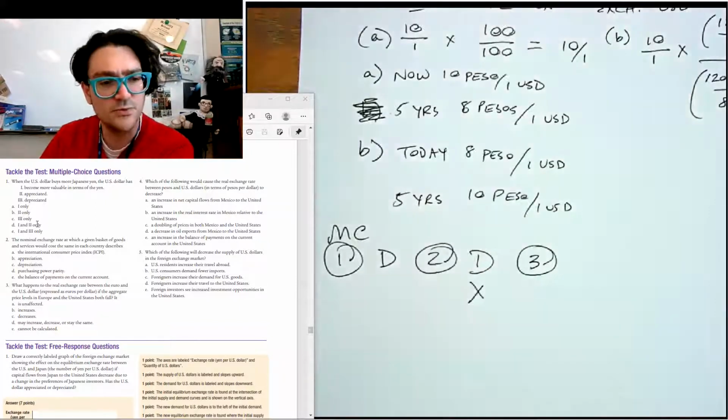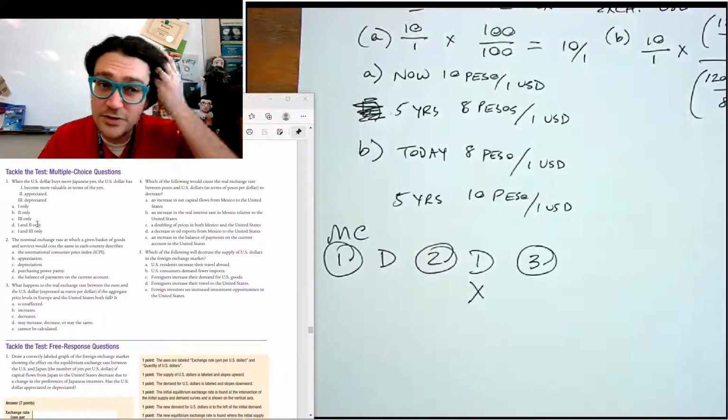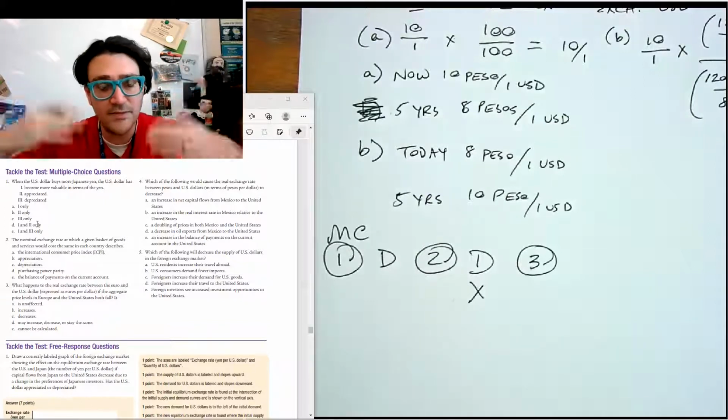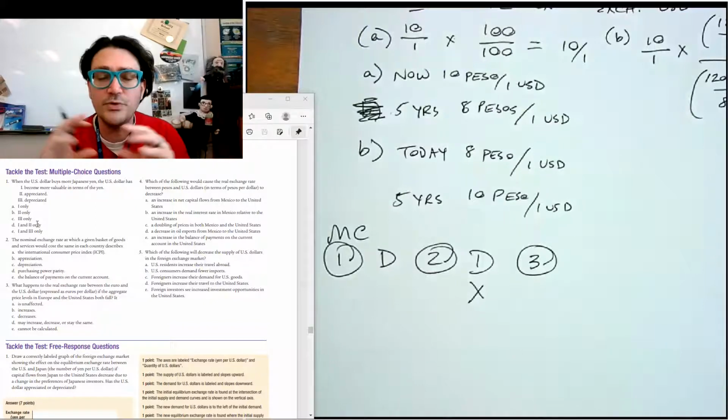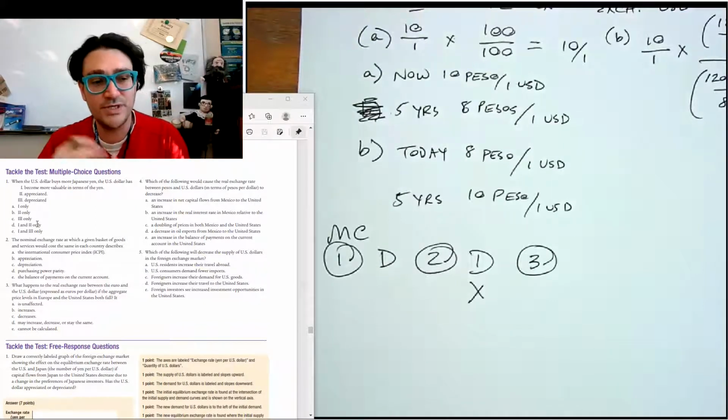Number 3, what happens to the real exchange rate between the euro and the dollar if the aggregate price levels in Europe and the United States both go down? So this one, by default, you might say it's unaffected, because if they both drop, then the real rate stays the same. But we don't know the magnitude of the two changes. They're not being particularly clear on that aspect. So the correct answer here is D, actually.